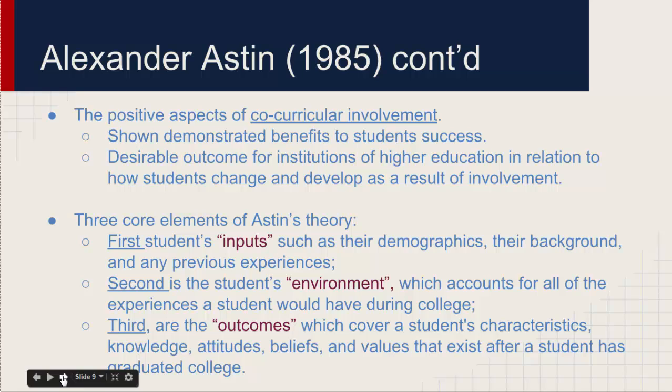Co-curricular activity is very important. It should be a desirable outcome of the institution. There are three core elements of Astin's theory. Inputs, that is, college faculty and administrators should look at the students' demographics and other background experiences. Environment is important, not just the institutional environment, but also the students' home and community environment. Then, third, we should look at the outcome. Did the students achieve all the variables that are important: knowledge, attitudes, and other important values?